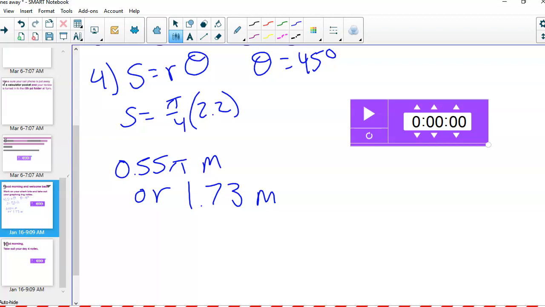So when you multiply that, if you left the pi, it would be 0.55 pi. You cannot leave it as 2.2 pi over 4. That's a weird fraction. Or if you just divided it all, including pi, it'd be 1.73 meters.